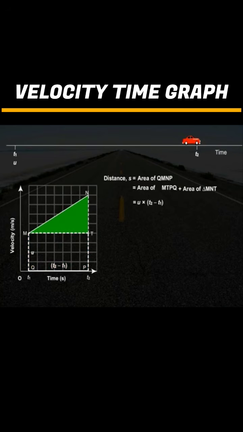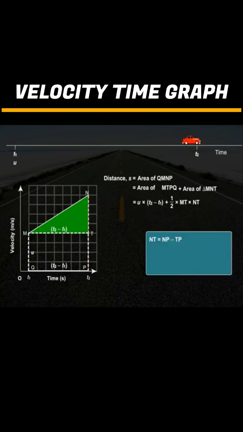Now what about the area of this triangle? Area of the triangle? Half base into altitude. That is half into mt into nt. Now mt, if you look at the graph, is t2 minus t1 into nt. How do we find nt? Concentrate. nt is np minus tp. You agree with me? Now tp is, yes, u.